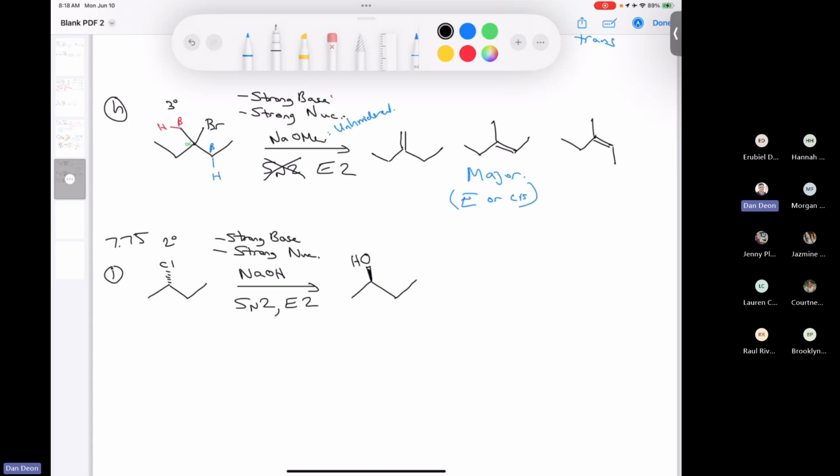Now, in terms of the alkenes that we can form, there's actually a total of 3 possible. Sorry, go ahead. Oh, okay. Did somebody have a question?